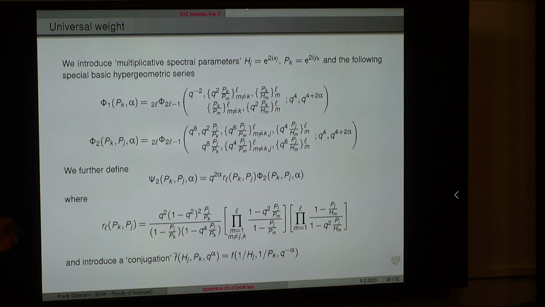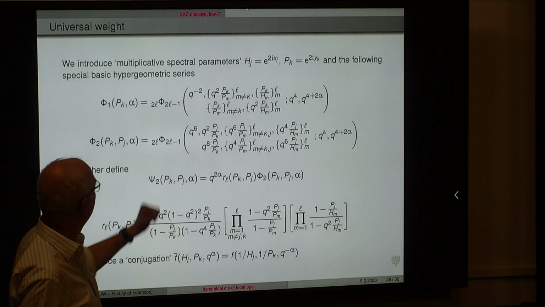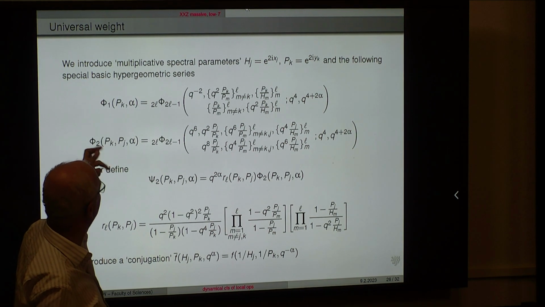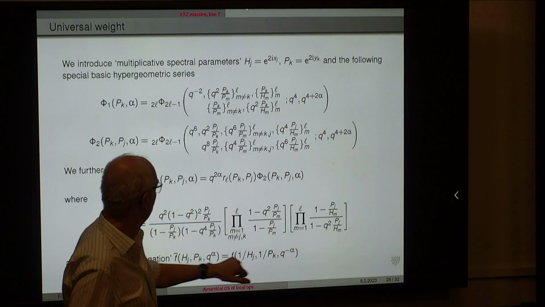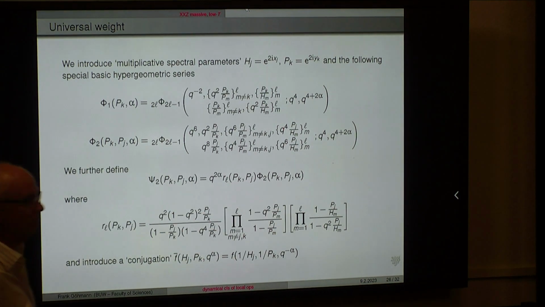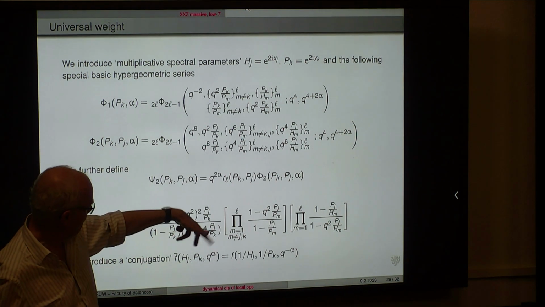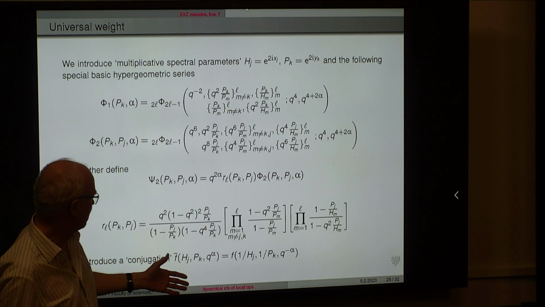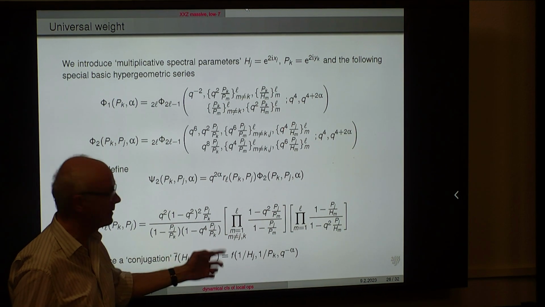And we multiply this with some product. This gives us a function psi. So we will have phi 1, and the function psi, which is phi 2. Those are special hypergeometric functions. And we multiply just by something which looks like factors you know from the Bethe equation. And we have a conjugation, which means we interchange parameters. So we invert the sign of all hole and particle parameters.